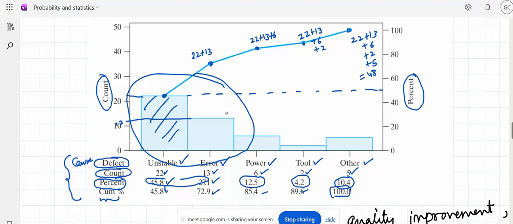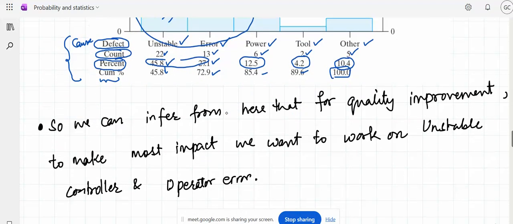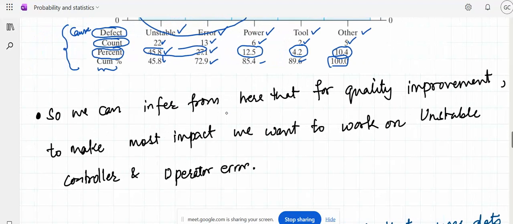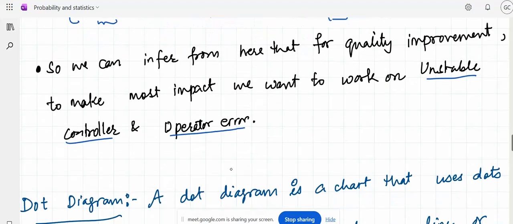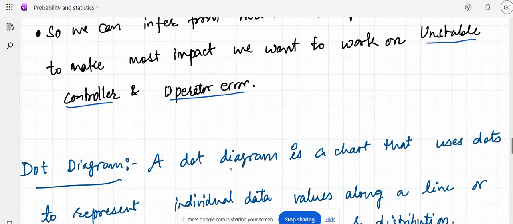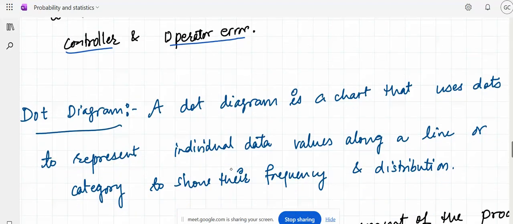Okay. So we can infer from here that for the quality improvement to make the most impact, we want to work on unstable controller and operator error. Okay. So now, this was the Pareto diagram. So the next one is the dot diagram.